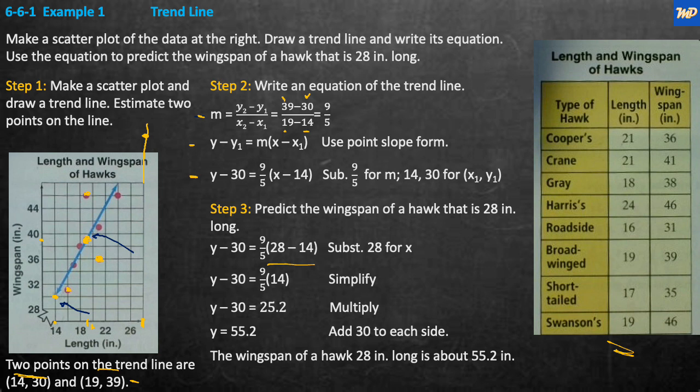And now we have to get the y by itself to get the y value. What is the y value? Way out here. Okay. So to get that value, we're going to add 30 to both sides, so the y will be by itself. And it's going to be equal to 25.2 plus 30, which is 55.2. So the wingspan of a hawk that is 28 inches long is about 55.2 inches in width, so to speak, with the wingspan. And that's what would happen.